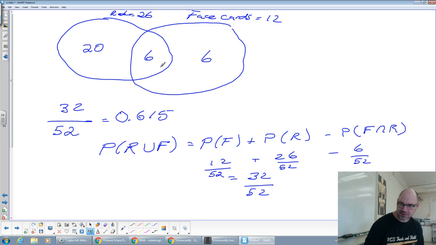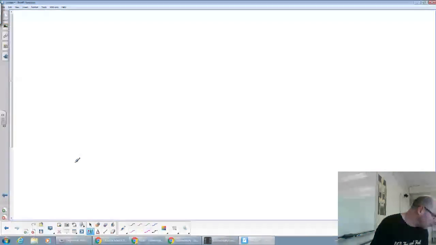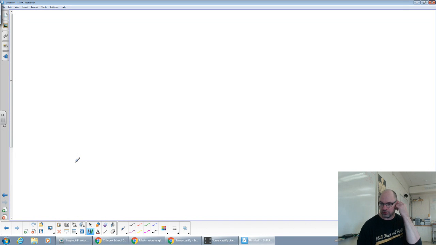So 15 is exactly the same thing with percentages. Okay, so let's set up 15. Okay, 15 says, on Sunday, a weather forecaster said there's 60% chance of snow on Monday, 40% chance of snow on Tuesday. And the forecaster says that there's 20% chance that there'll be snow on both of the days. Determine the probability that there will be snow on Monday or Tuesday.